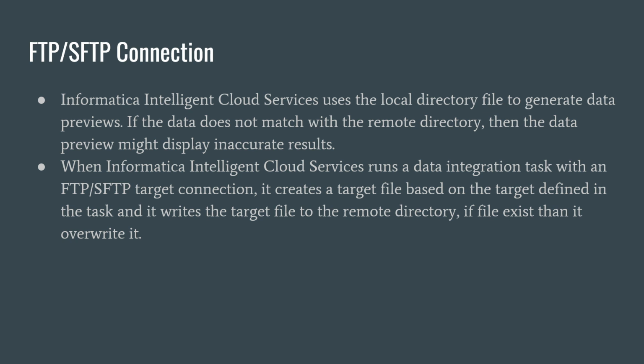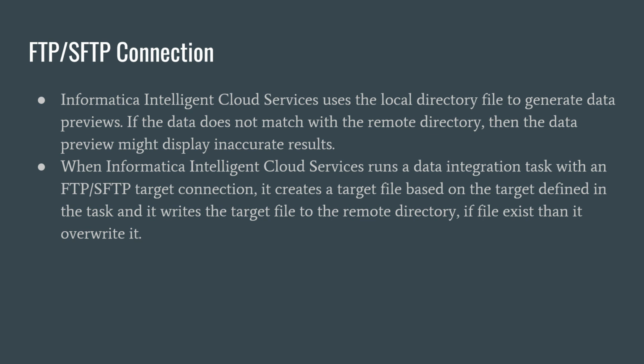Here, remote directory means the server directory and local directory means the local machine client where the secure agent is installed. If the data does not match with the remote directory, then the data preview might display inaccurate results. When Informatica Intelligent Cloud Services runs a data integration task with an FTP or SFTP target connection, it creates a target file based on the target defined in the task, and it writes the target file to the remote directory. If the file exists, then it overwrites it.